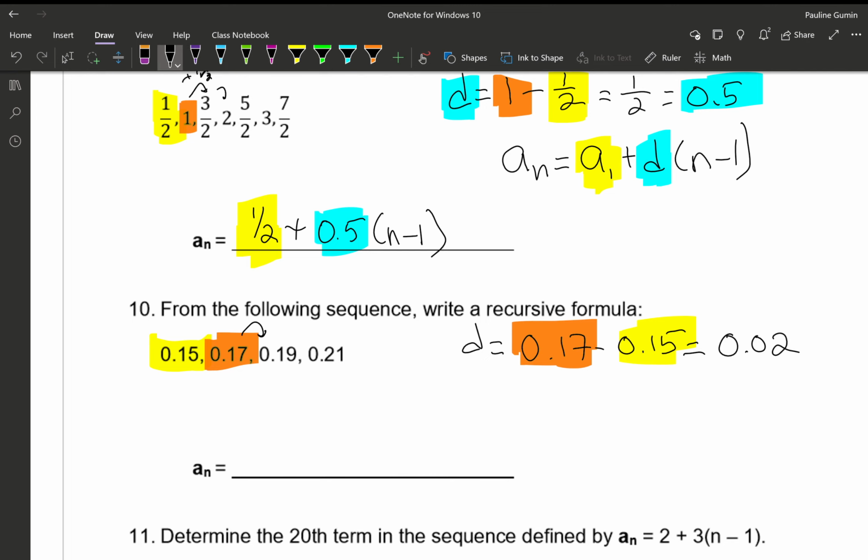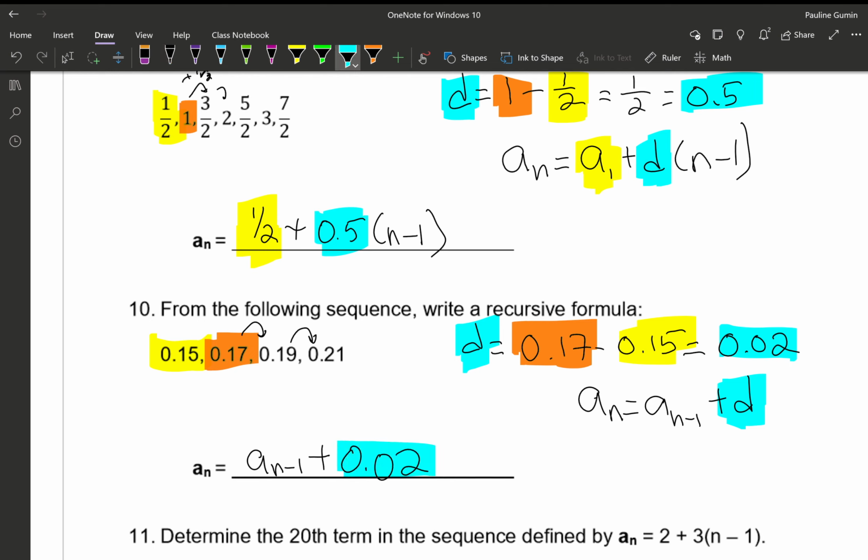0.17 plus 0.02 is 0.19. Let me try it one more time. 0.19 plus 0.02 is 0.21. Awesome. It is arithmetic. Now our recursive formula is a_n equals a_(n-1) plus d, and d is our common difference. Okay, let's do it. The n's stay as n's, but instead of plus d, I'll have plus 0.02. Success.